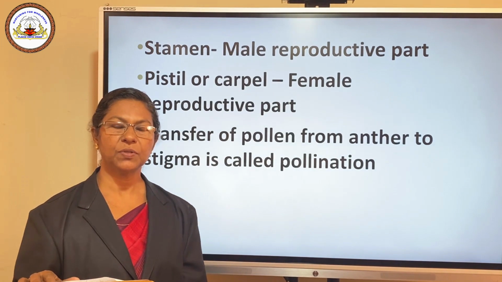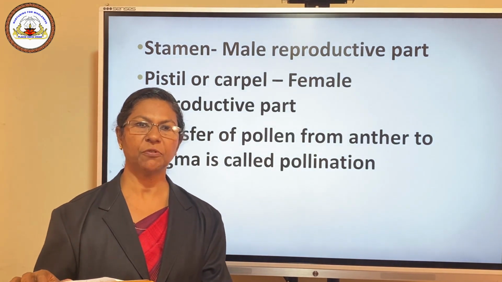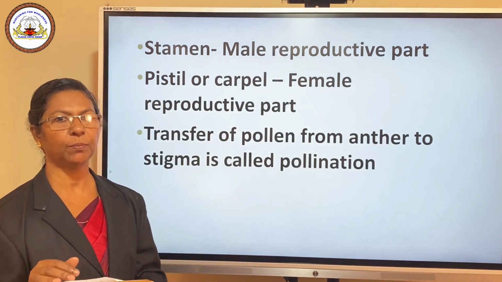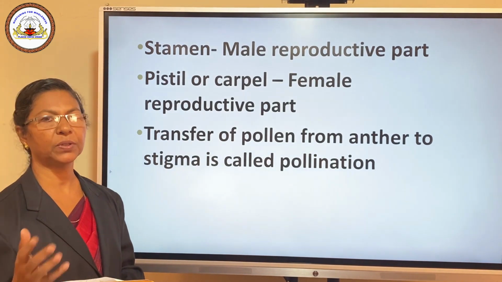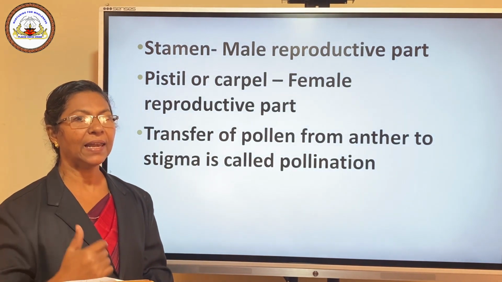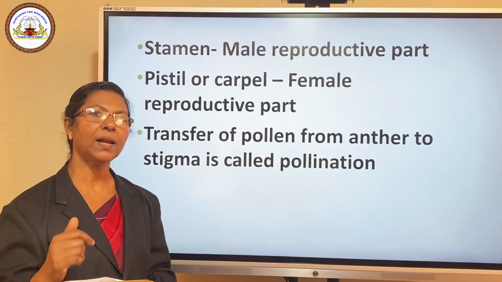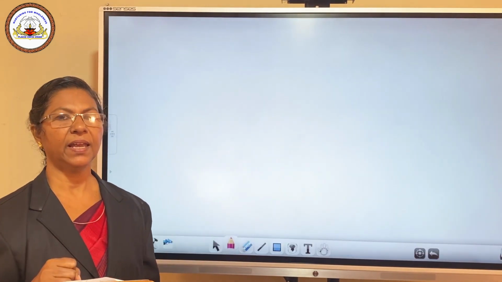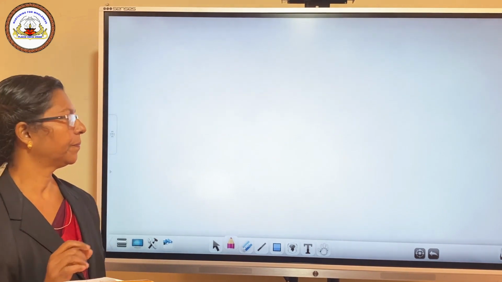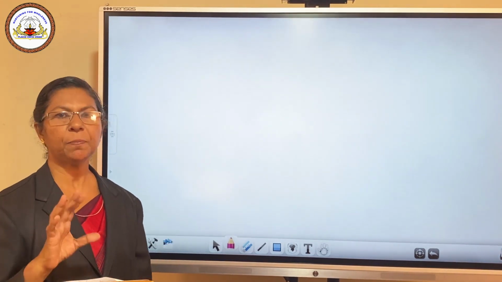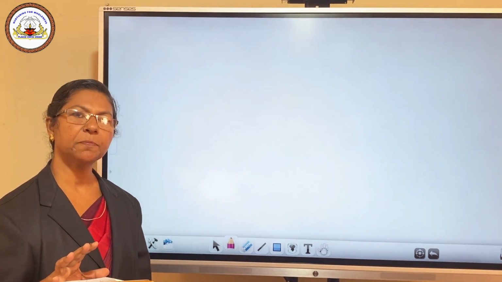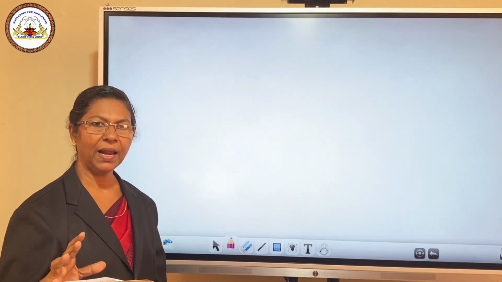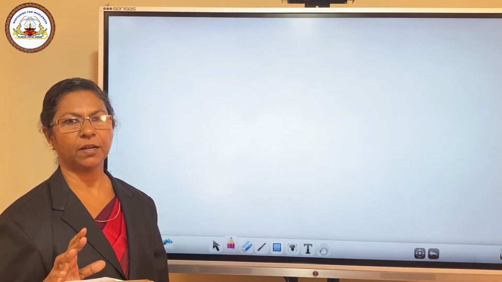Next, we have to study what the parts of a flower are. I will draw the diagram on the board. You can see how to draw the diagram of the LS of a flower, that means the longitudinal section of a flower. I will draw it now. We can see the parts of a flower. The innermost part of a flower is known as pistil or carpel, and that is the female part of a flower.